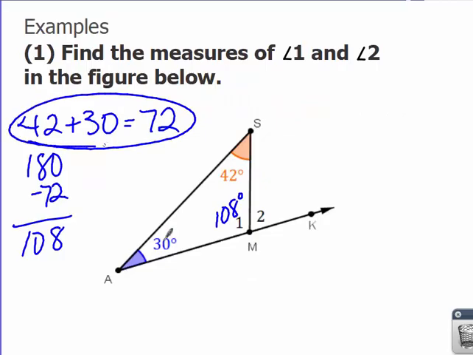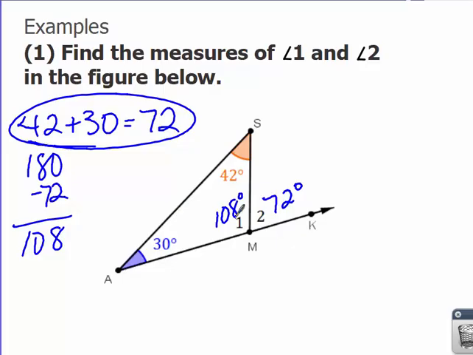So 42 plus 30 gives me 72 degrees. So I could find this angle, angle 1, and subtract from 180 to get angle 2. Or I could add 42 and 30 together, which is the answer to number 2, or angle 2, and then subtract it from 180 to get the measure of angle 1. Doesn't matter how you do it. It all comes out to be the same.